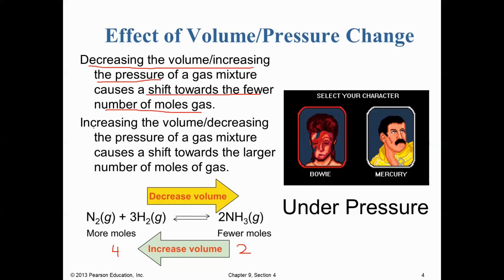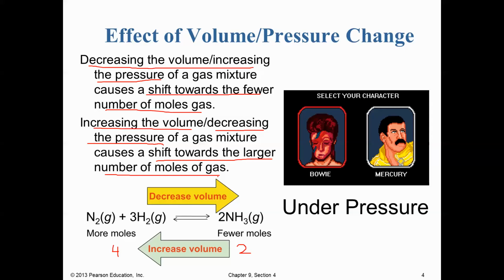Now, if we do the opposite, if we increase the volume, which decreases the pressure, we've now given our reaction more space. It's going to shift towards the side with the larger number of moles of gas. So in this case, it would shift towards the reactants.